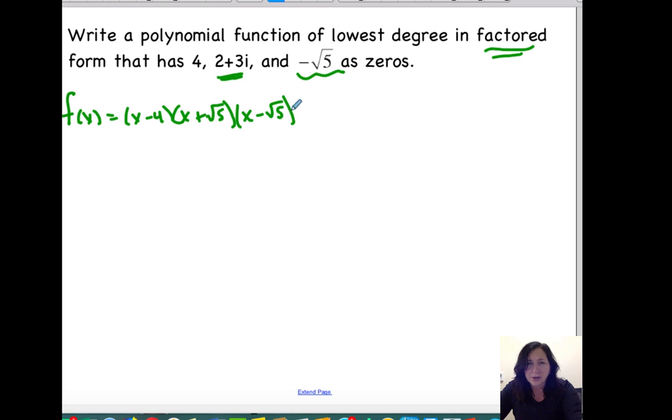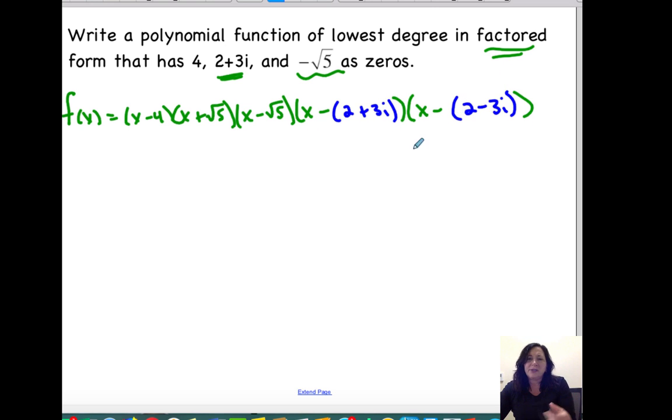Okay, this value here is going to be x minus. And those are all going to start off like this. See that? X minus, okay? And what's going to be on the inside is going to be the quantity 2 plus 3i and then 2 minus 3i. Okay, see how that works? And so you've got those quantities within. So you've got x minus that. So what happens now is we're just going to simplify.